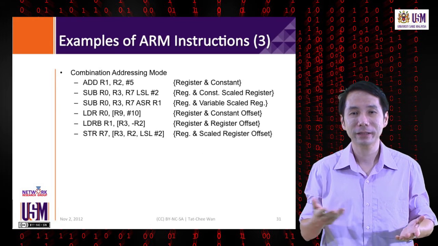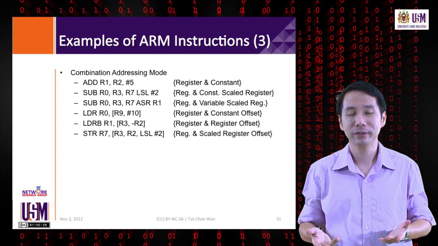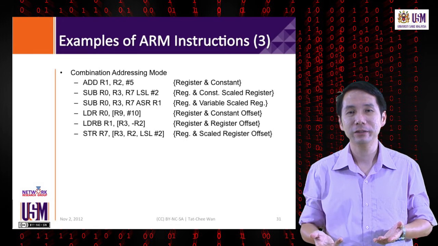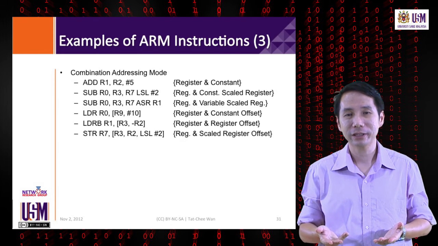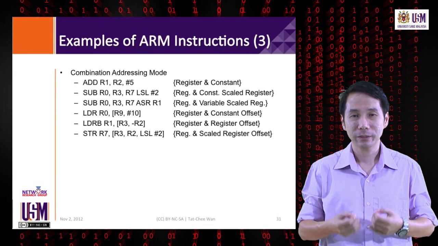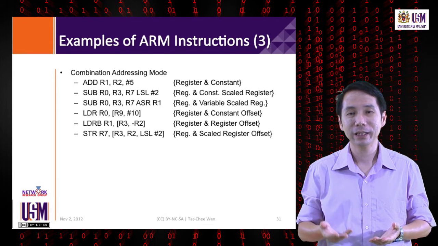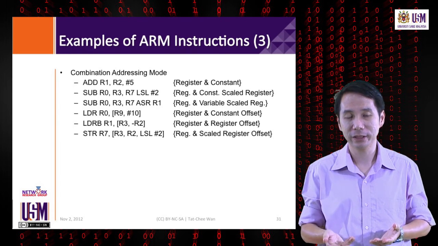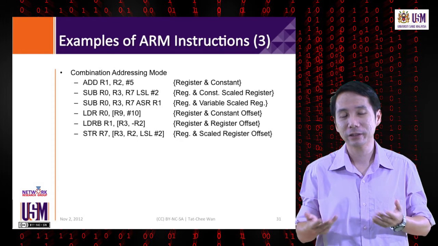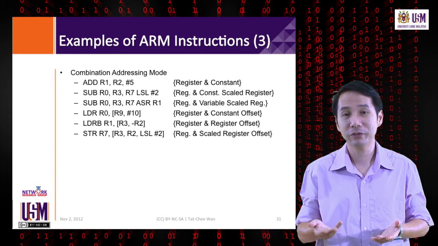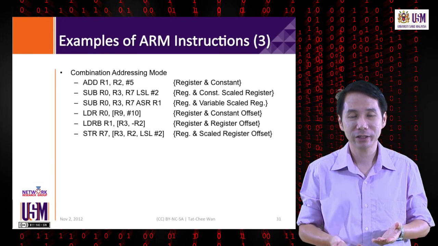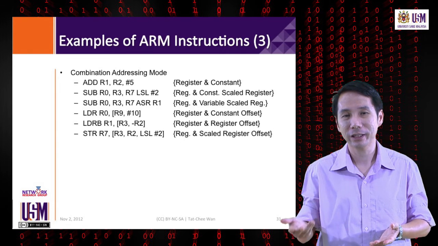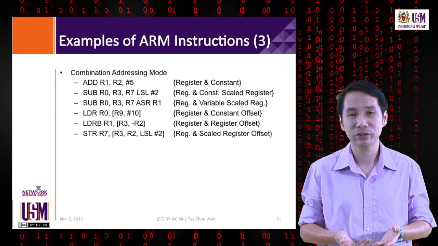Of course, we can have some combination addressing mode instructions as well. First example, add R1, R2, #5 will add a constant value 5 to R2 and then store the result into register R1. Subtract R0, R3, R7 LSL #2 will modify the value in R7 by shifting it left by 2 bits. Now this left shifted value is equivalent to multiplication of the R7 value by 4. So what happens in this instruction is R3 contains a value from which we subtract the shifted value of R7, and the result will be stored into R0.